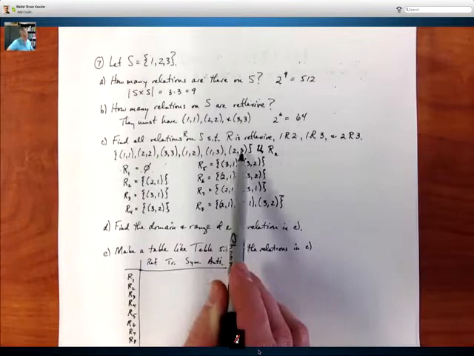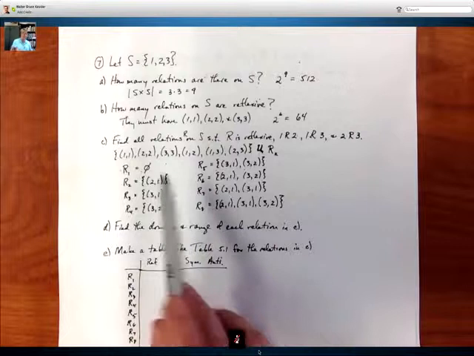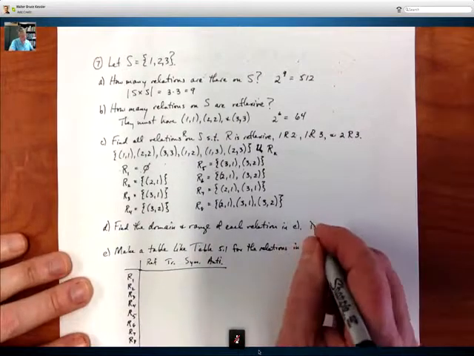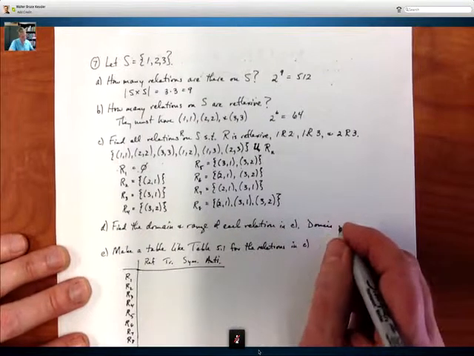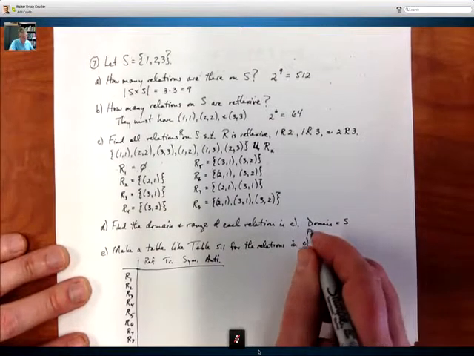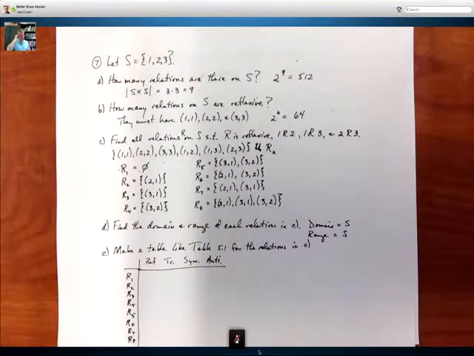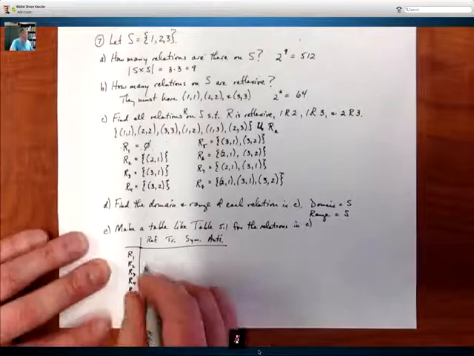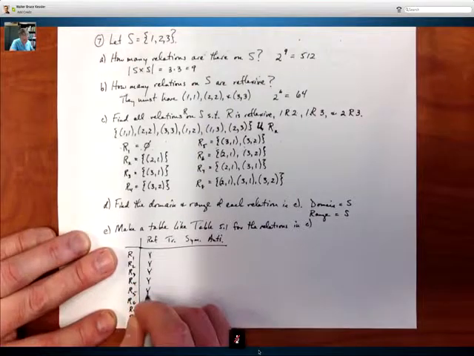The domain and range of each of these, well, if you just look at the base set without adding anything to it, we've got 1, 2, and 3 in the first coordinates, and 1, 2, and 3 in the second coordinates. So the domain is going to be 1, 2, and 3, or just S, and same thing for the range. Then they want us to make a table of all the things that could happen here. They're all reflexive. We built them that way.